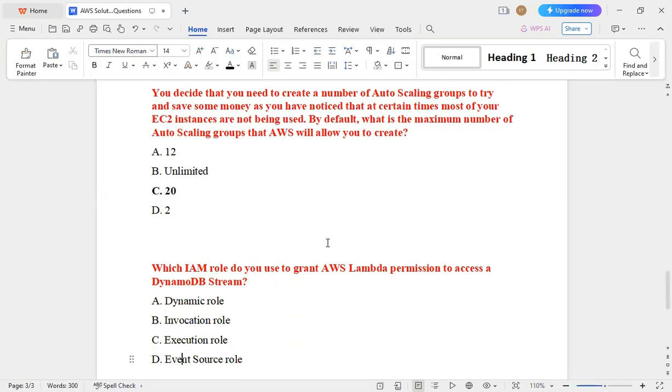And the last question is which IAM role do you want to use to grant AWS Lambda permissions to access a DynamoDB stream? IAM means identity access management. Lambda is a serverless service. So the answers are dynamic role, invocation role, execution role, or event source role. To grant AWS Lambda permissions to access DynamoDB stream, you use an identity access management role known as the execution role. So the perfect answer is the execution role.